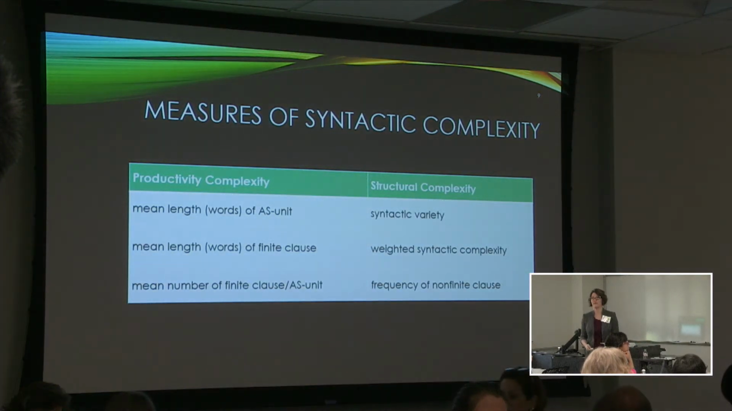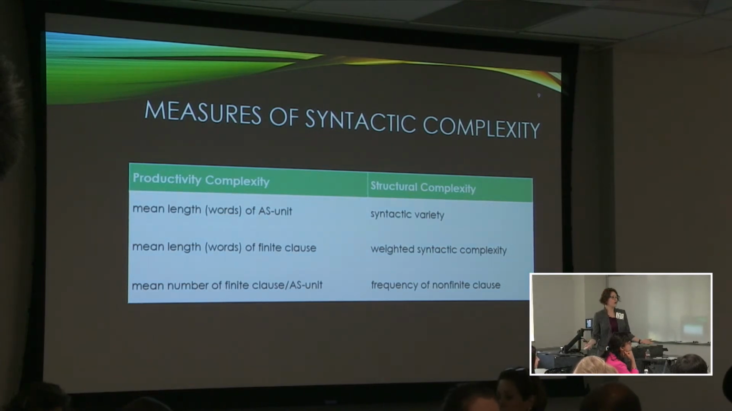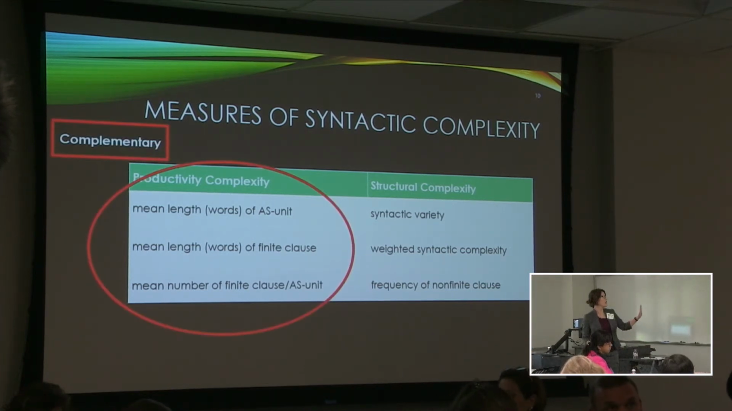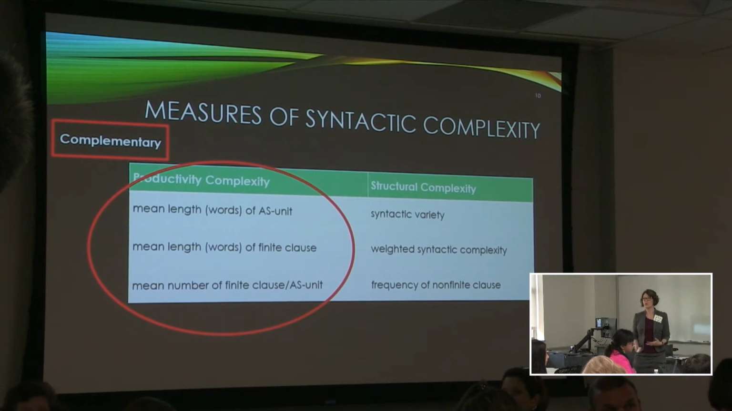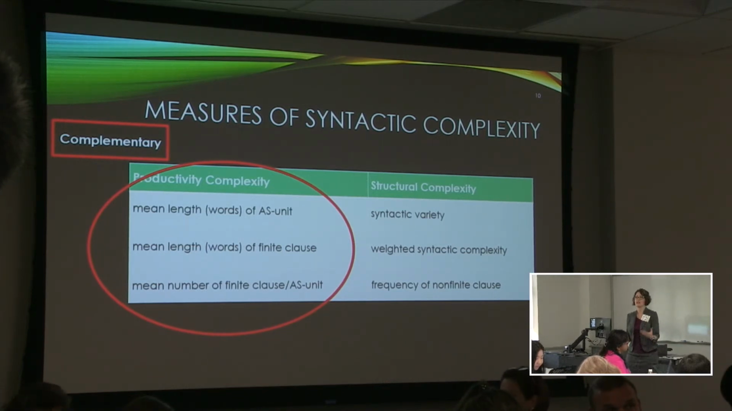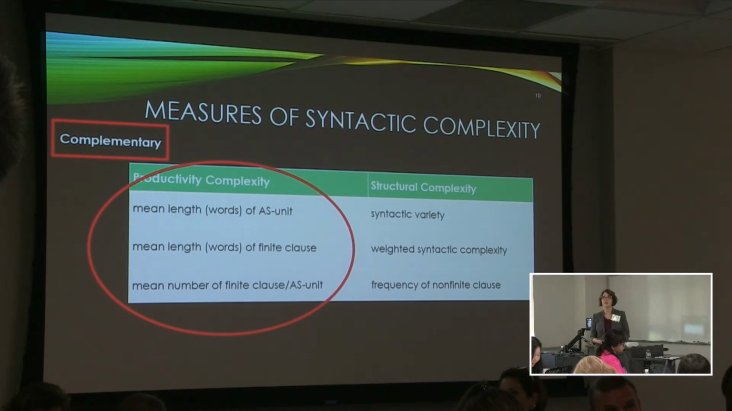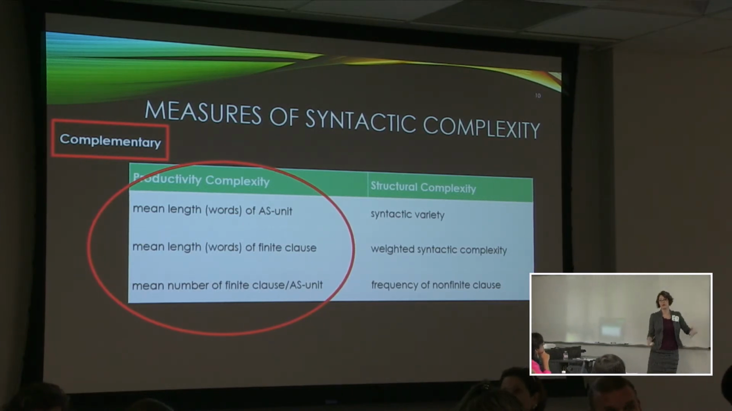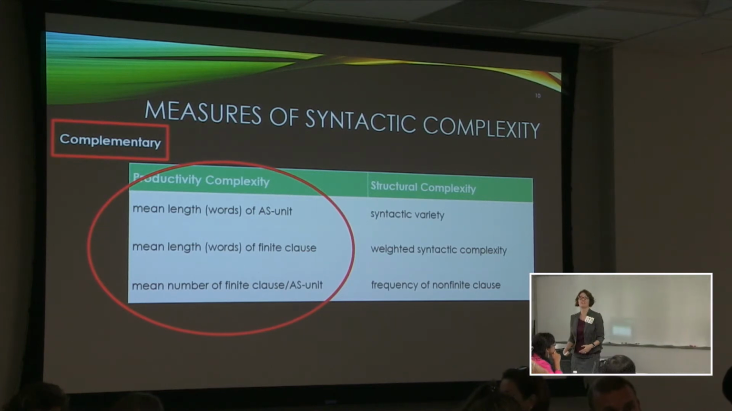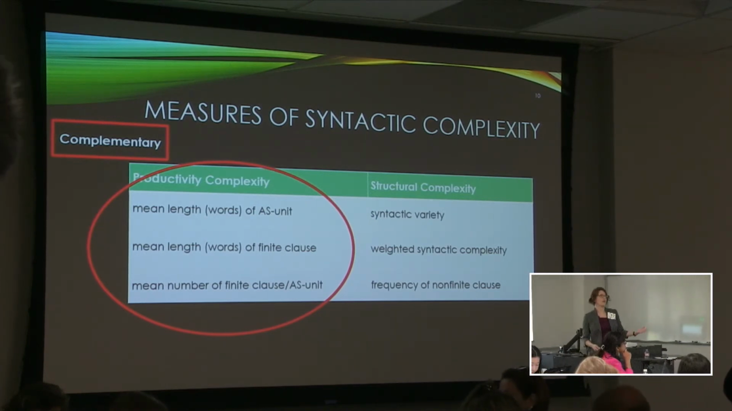So here are the measures of complexity that I used in this study to try to compare which ones are useful. Let's go over them one at a time. Over on the left, we have the productivity complexity measures, and these are length-based: mean length of AS unit in words, mean length of finite clauses, also in words, and the mean number of finite clauses per AS unit, the classic subordination. And remember, Norris and Ortega said that our measures should be complementary, not redundant. So that's what I'm trying to do with those, and those are commonly recommended.